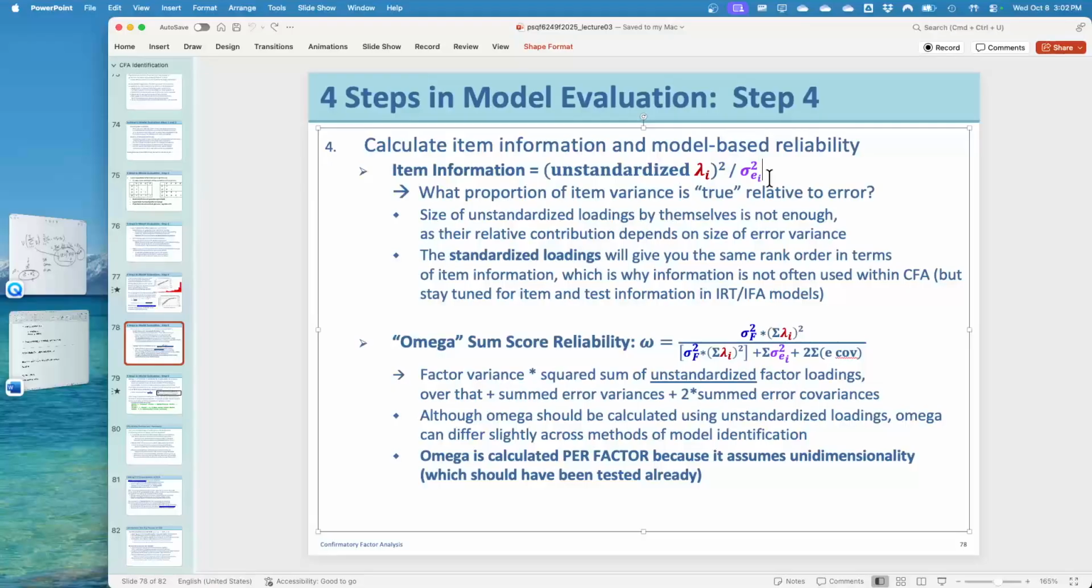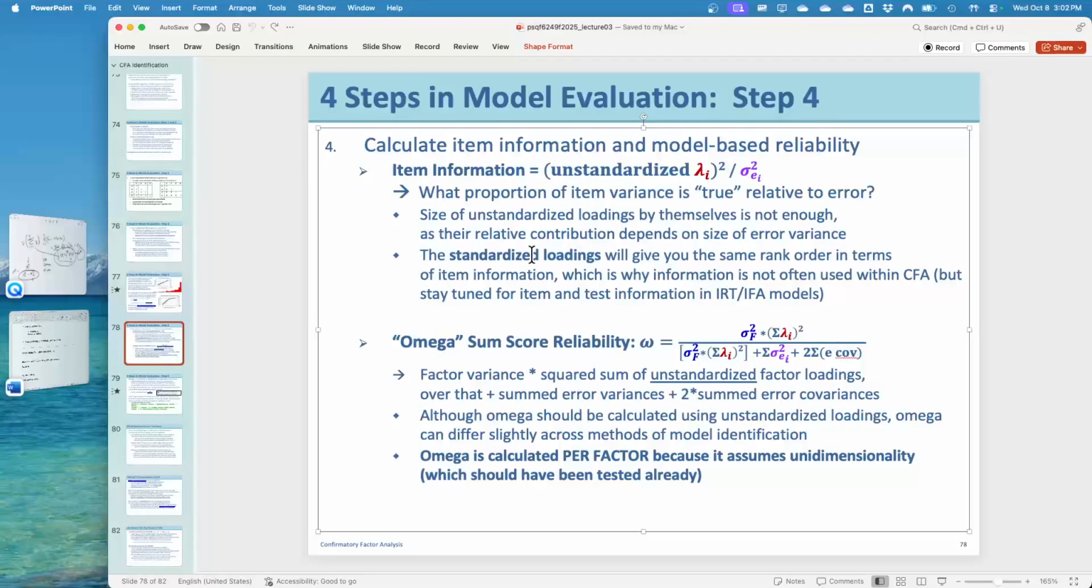Item information is why people say, I love item response theory. Turns out there's some catches to it. All right, so that's one thing. And the other part of it is, how do we calculate reliability for the factor score itself? Well, it turns out that one is a little bit more complicated.